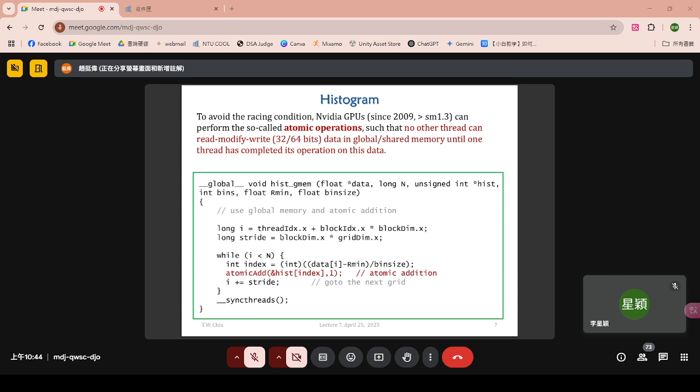I can have all the threads in a block doing the histogram without any problem, provided that I use the atomic add. So every thread will access its index i, the array index associated to the thread index. This thread index is indicated by block index and thread index x.